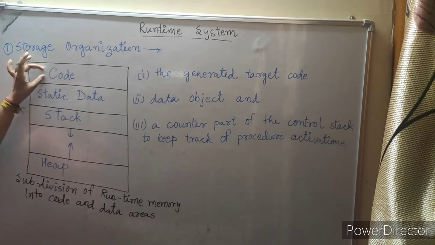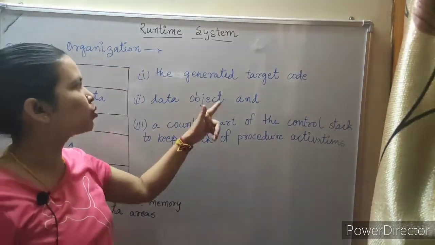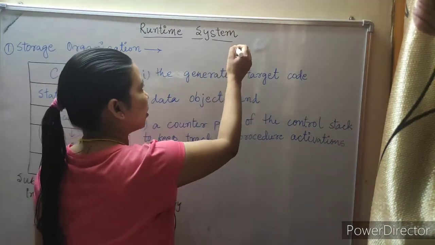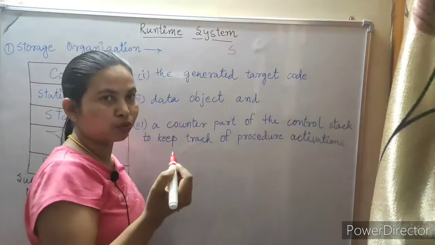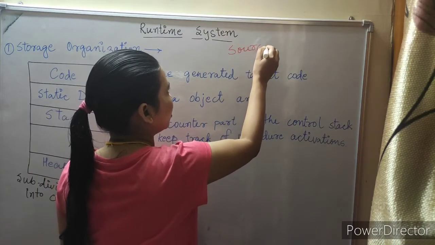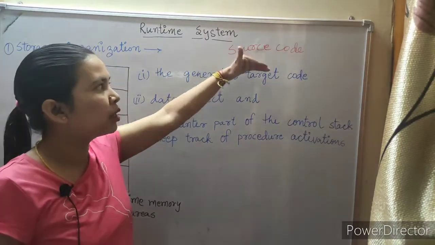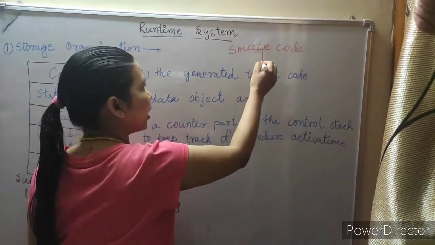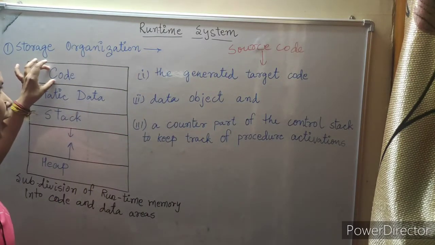First is given code, the generated target code. Here in the code area we will store the target code. Target code means that before compilation we have a source code. A program is called a source code, and this code we convert to the target code once we complete all the phases of the compiler. So source code is converted to target code, and then the target code is stored in the code area.